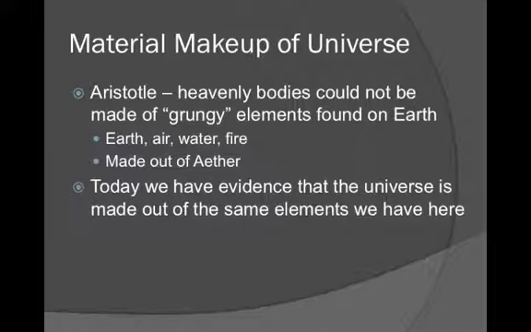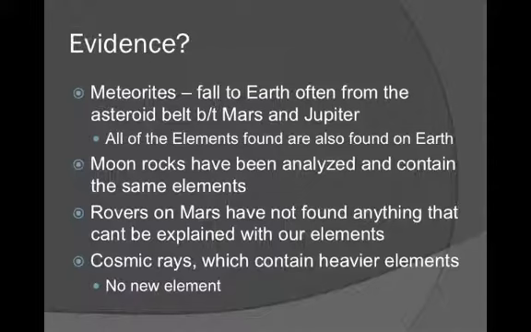So first of all, the first piece of evidence is meteorites. Meteorites fall to Earth often from the asteroid belt between Jupiter and Mars, sometimes from other places, but for the most part from that asteroid belt. When we analyze them and study the elements that make up these meteorites, we have yet to discover an element that we don't already know of.